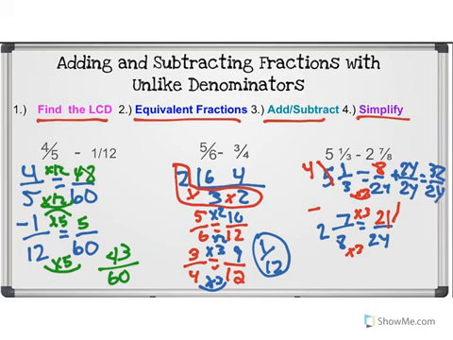I can take away 21 from 32. And the difference is 11 24ths. But don't forget, you still have those whole numbers to subtract too. 4 minus 2 is 2. Remember, I kept my fractions as mixed numbers. It makes them a little bit neater, otherwise you have some really big improper fractions. So that's how we add and subtract fractions with unlike denominators.